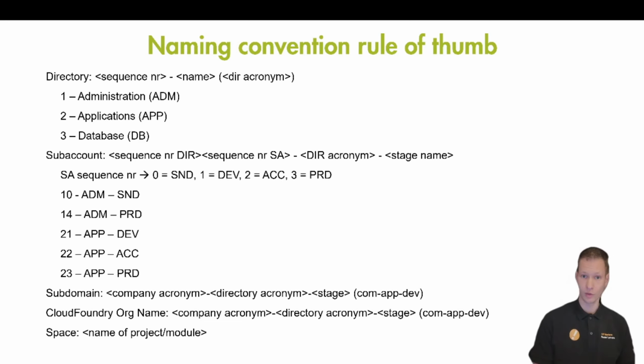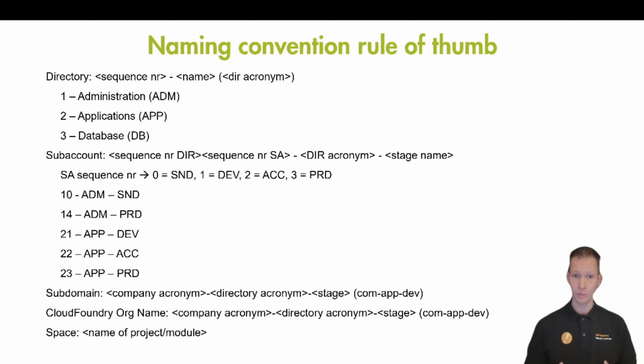The same for development. For administration we don't use a development system, but let's say for application it starts with 2, because 2 is the sequence number of the directory, followed by 1 because this is development, the acronym of the directory APP for applications, followed by the acronym for development, and so on for acceptance and production.